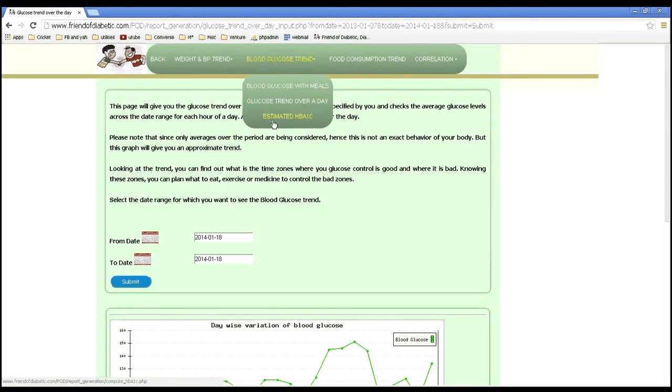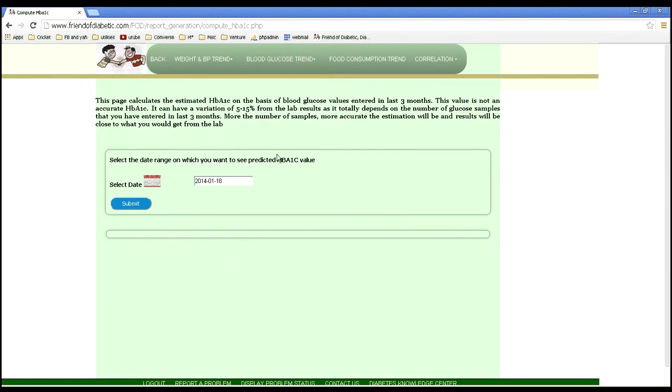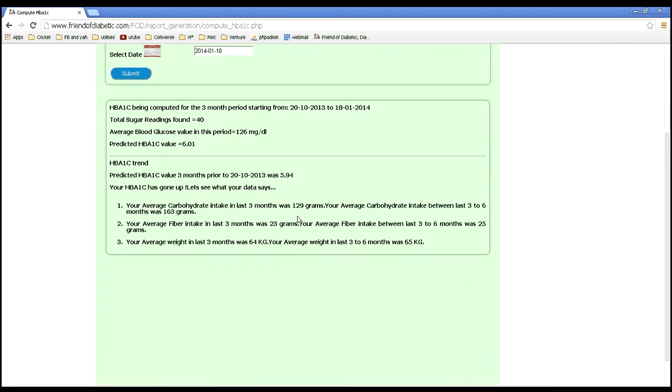The other item on this list is estimated HbA1c. Now this is just an estimation, and it can vary about 5 to 15% from your lab values. So whatever date you choose, what it does is that it calculates the HbA1c reading based on the blood glucose values that you have entered for the last 3 months.